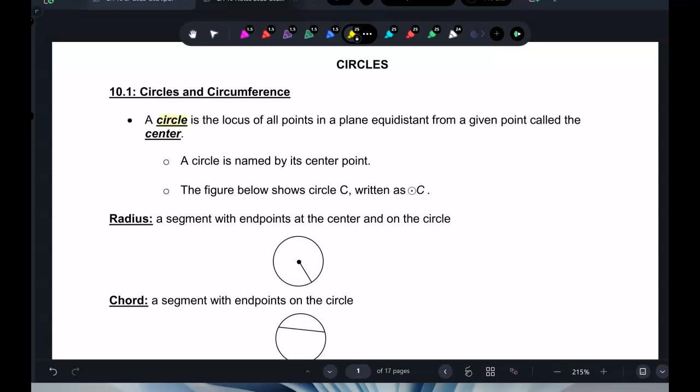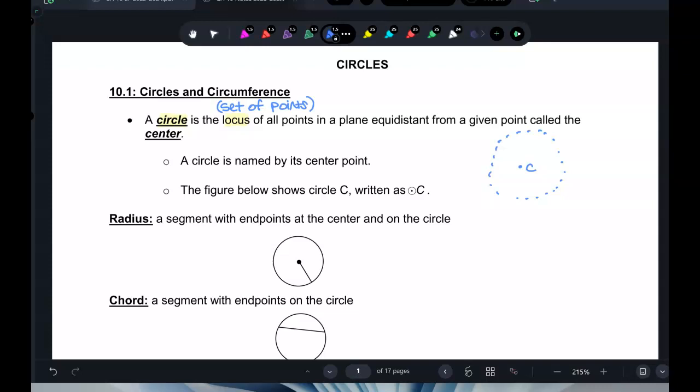All right, circles. This word always throws people off. Locus, not locust with a T, like the insect. It's like locus. This just means the set of points that are equidistant from a given point called the center. So imagine, here's our center. If I were to put all the points that are equidistant, and kept going, all of the points, infinitely many, that would create a circle.